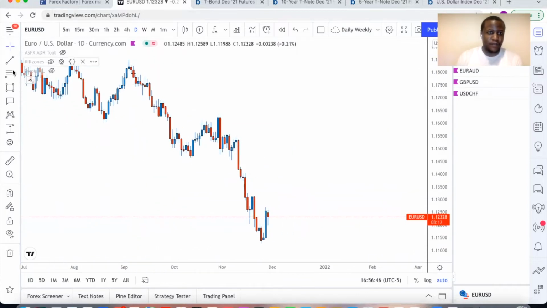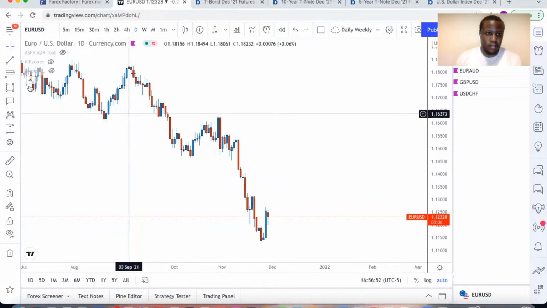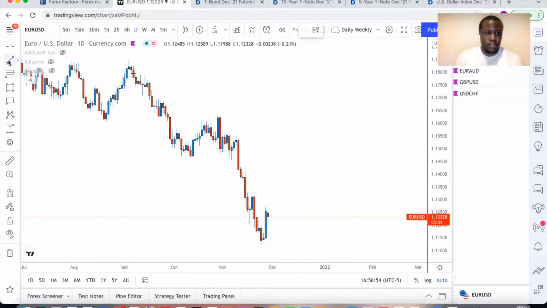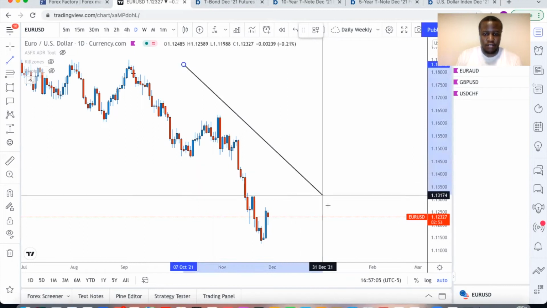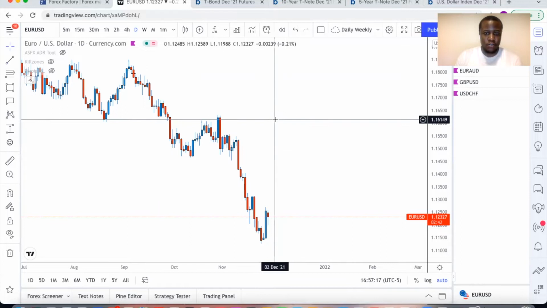All right. So first things first, you want to start on the daily chart and you want to trade with the actual bias. You have to know the bias. So looking at this, you can clearly see it's in a downtrend. Consolidation here, but the trend continued.